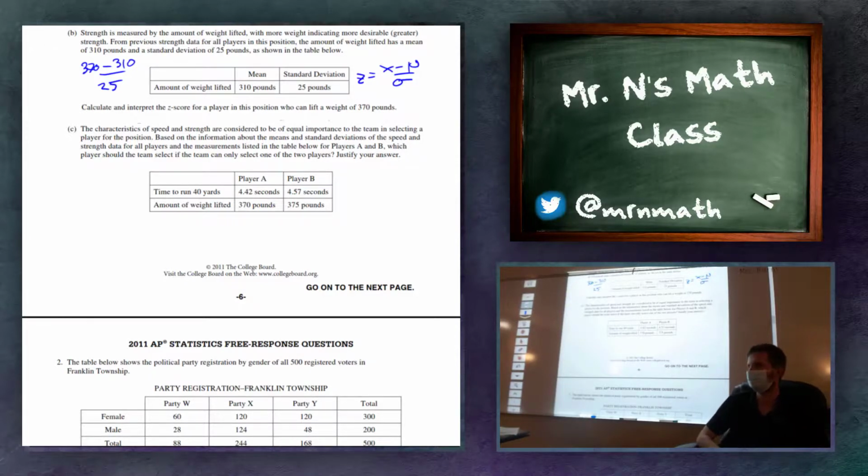An offensive tackle. By the way, what do you think you'll be using to do this? What have we been talking about? Z-scores. Z-scores, yeah. So calculate the z-scores for all four of those statistics.